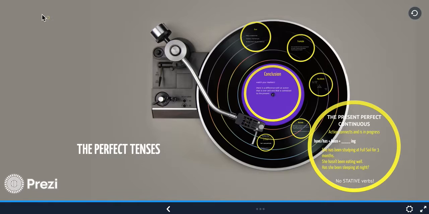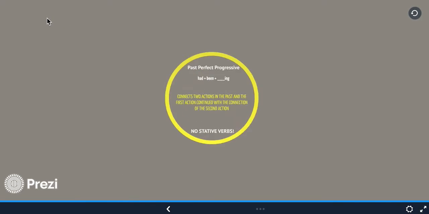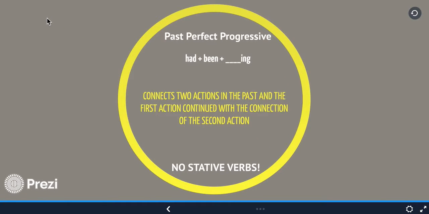And there's one more way over here in the corner. The last one is past perfect progressive. It's had plus been plus the base form and ing. It connects two actions in the past, and the first action continued with the connection of the second action. So this is like past progressive and past perfect combined. Again, it has no stative verbs. Love, like, hate, you would put that into normal past perfect.